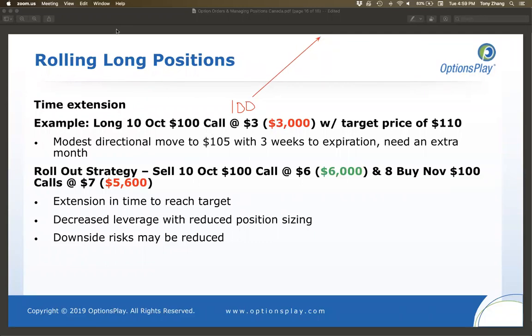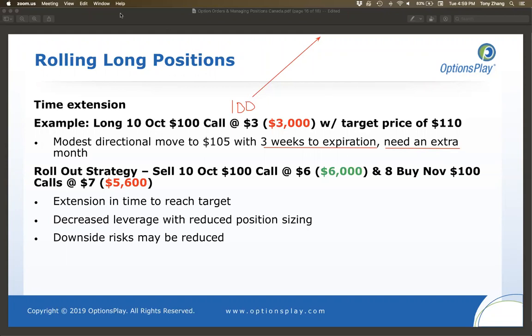Basically, what happens is you get a modest directional move up to 105 with 3 weeks left to expiration, but you decide that you need extra time. Maybe you need an extra month. So you bought the October calls, and as they approach expiration, you realize that this trade did not move as fast as you expected. Maybe there's some event after October that you've now been made aware of, that you weren't aware of when you originally entered the trade, and now you're thinking, well, I'm going to need till November expiration for this move to happen. So what can you do now if you need more time?